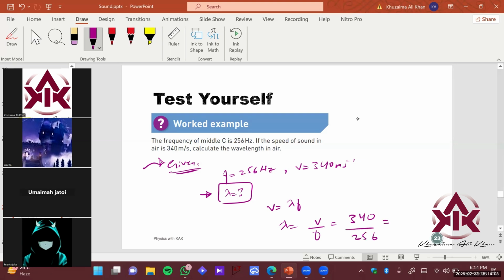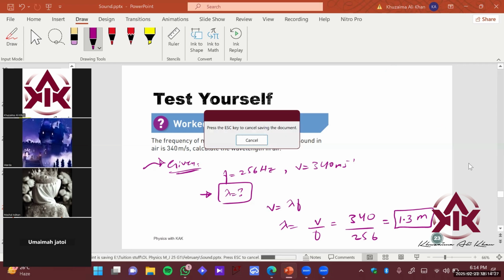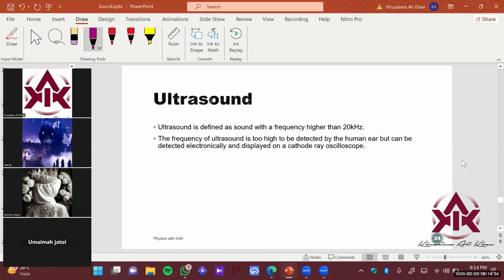So what is the answer that you're getting? Tell me quickly. I don't have a calculator right now with me. What is the answer that you're getting for this? It should be in meters. So 1.3, rounded off answer. Okay, that's good. So getting 1.3 meters, that is the wavelength that is produced for this particular frequency. So it is for the note C, right? Middle C, which is a guitar string. So they are telling us about that.